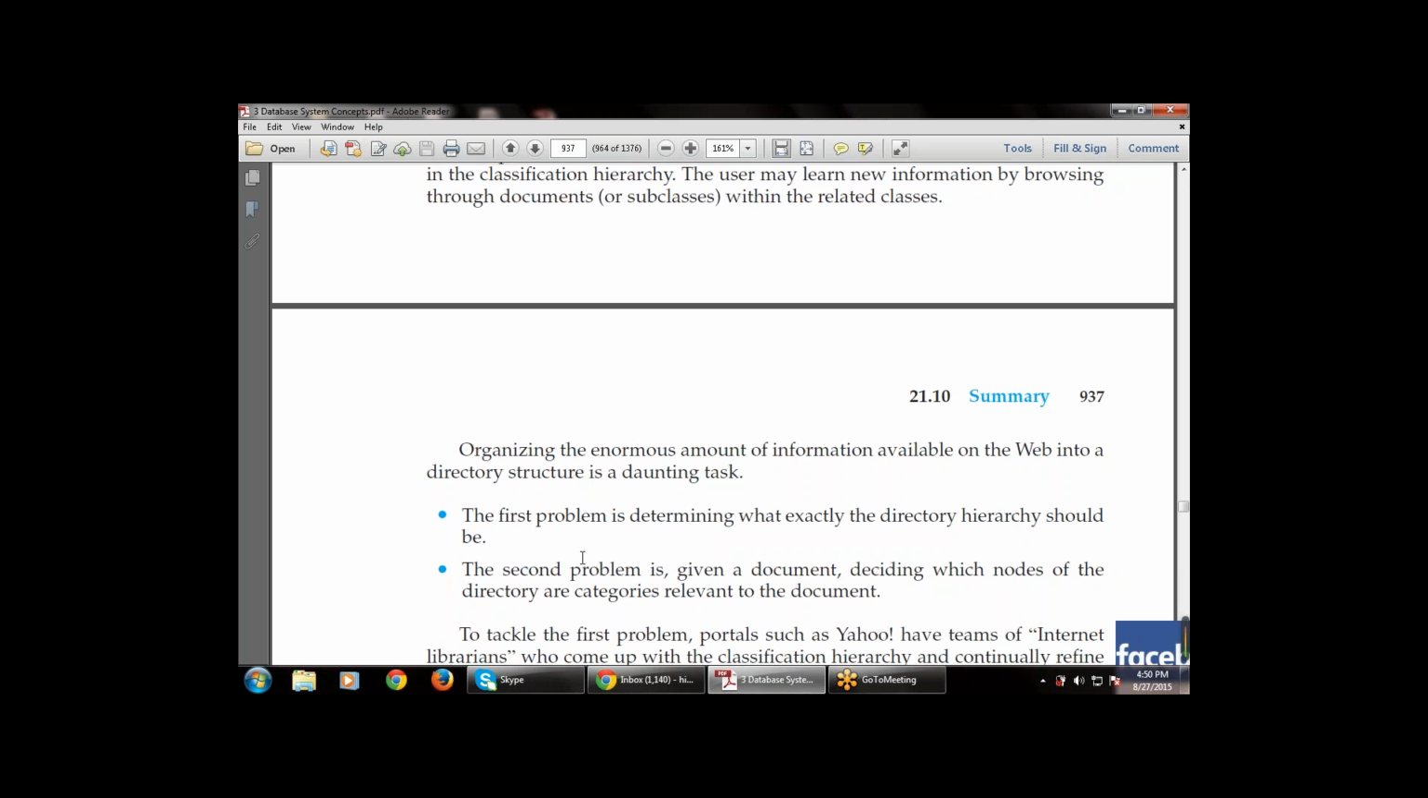The second problem is, given a document, deciding which nodes of the directory are relevant to the document. That is, which nodes are divided into multiple parts or categorized as relevant to the document.